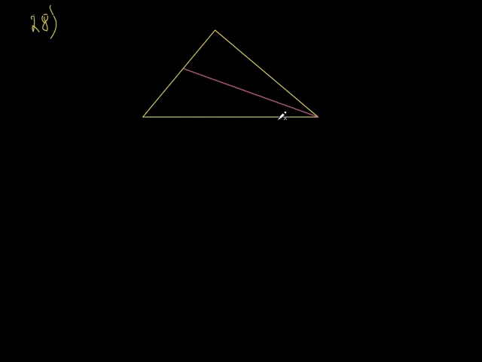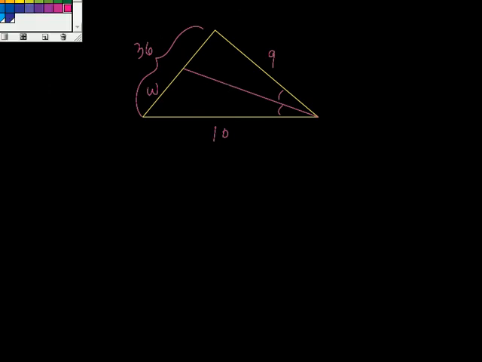All right, we've got basically how they set this up in the book. So we have one triangle, and that one angle is being bisected. And they tell you some lengths. They tell you that's 9. They tell you that's 10. This is W. And they tell you this whole thing right there is 36. Well, do you remember the little whatchamacallit?